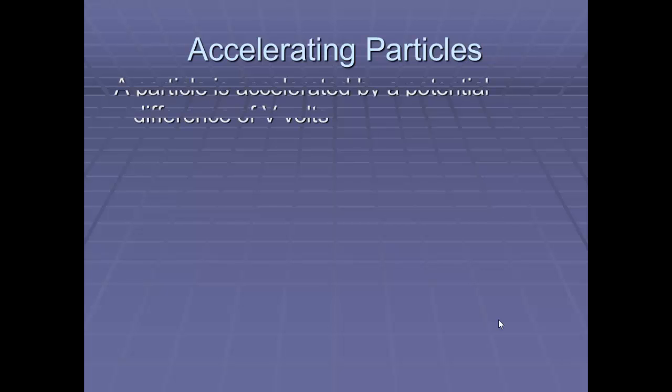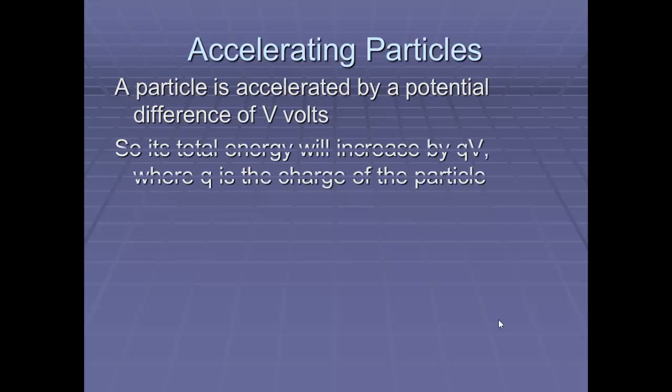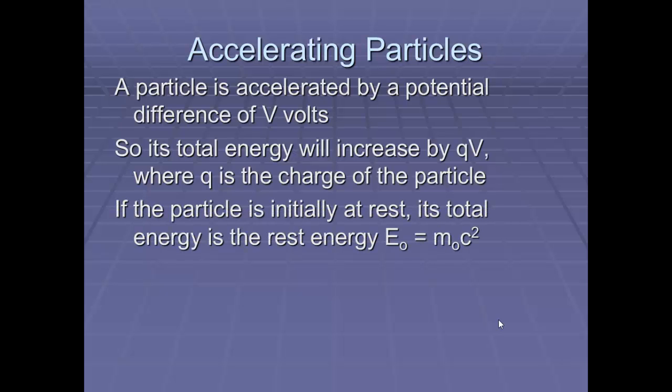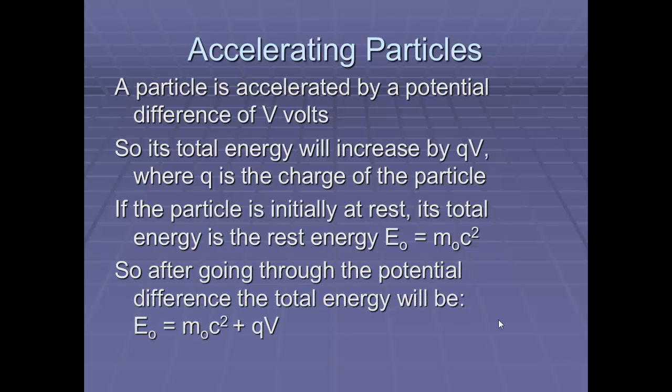Quickly going to talk about accelerating particles, because there are often questions related to this. If a particle is accelerated by a potential difference of V volts, then its total energy will increase by qV, where q is the charge of the particle. If the particle is initially at rest, its total energy is the rest energy, and after going through the potential difference, the total energy will be the rest energy plus qV. So that will give me the total energy.